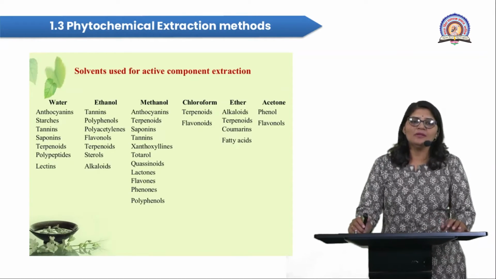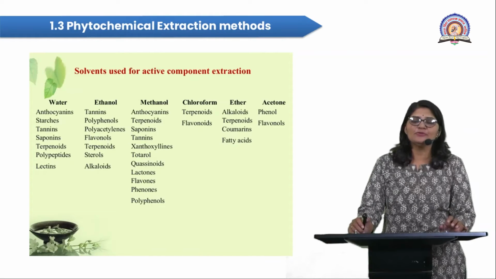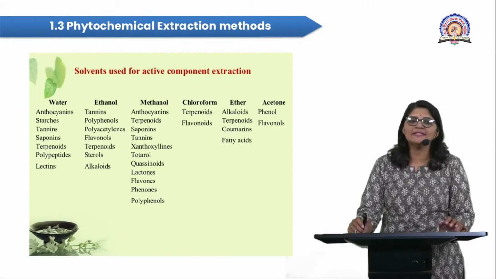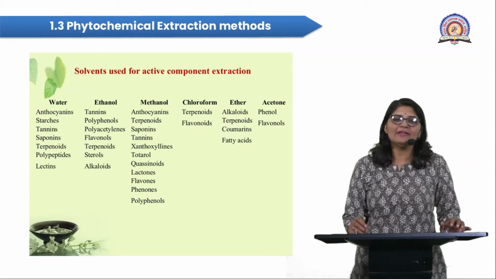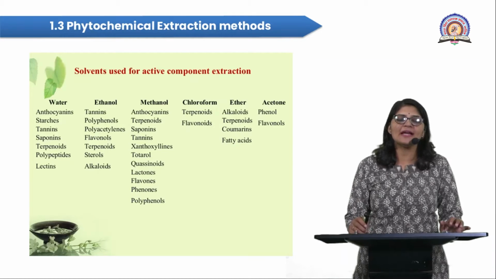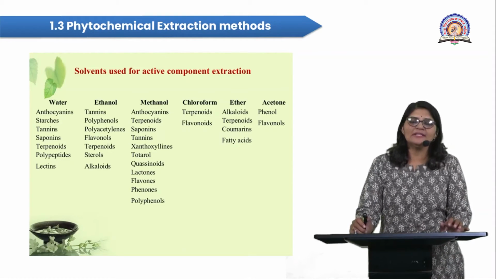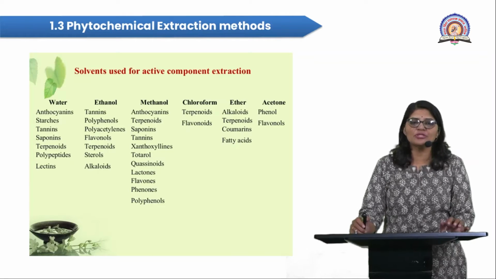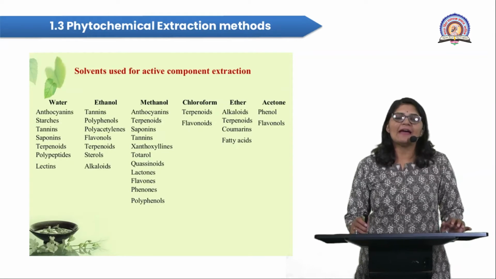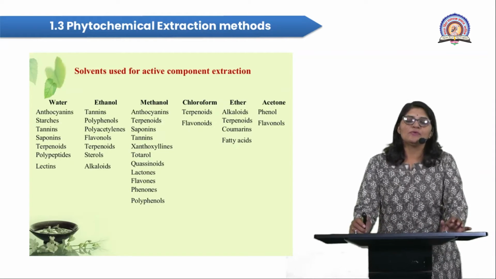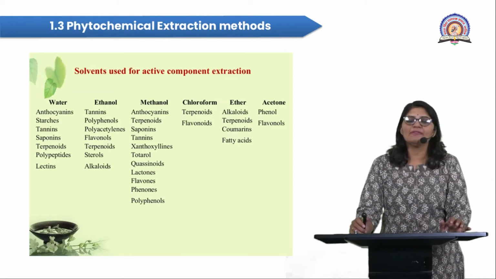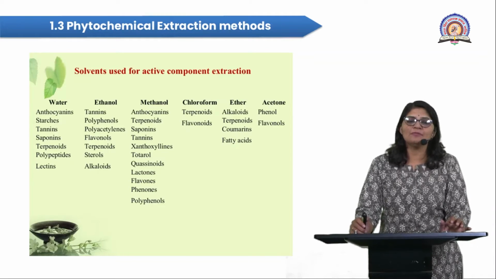Then ethanol is specifically used for the extraction of tannins, polyphenolic compounds, polyacetylenes, flavonols, terpenoids, sterols, and alkaloids. Then methanol is specifically used for the extraction of anthocyanin pigments, terpenoids, saponins, tannins, xanthoxyllines, totarol, quassinoids, lactones, flavonoids, phenols, and polyphenols.